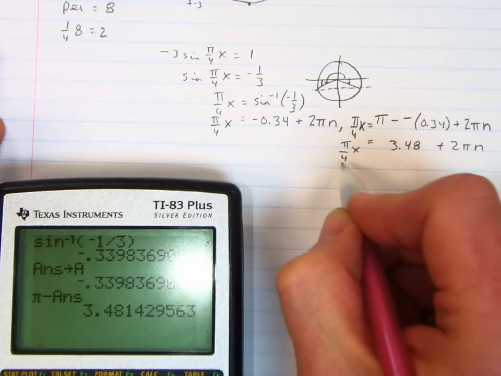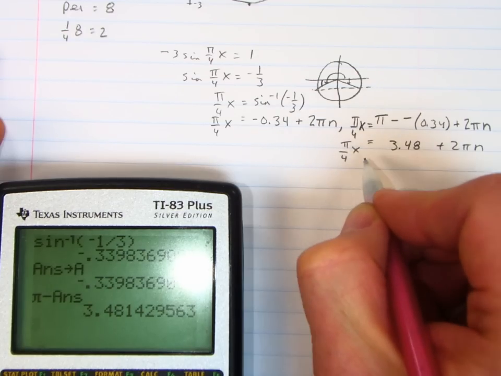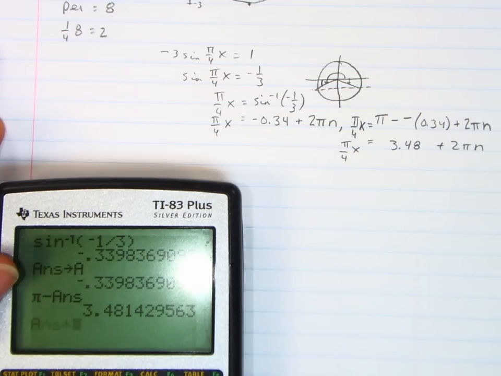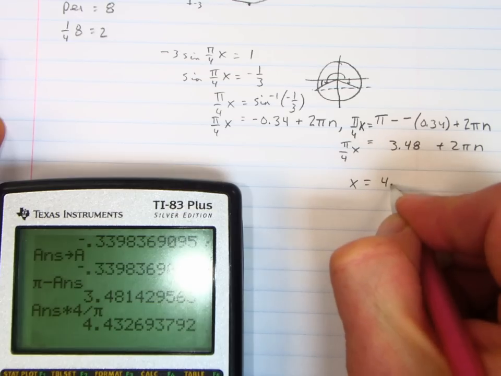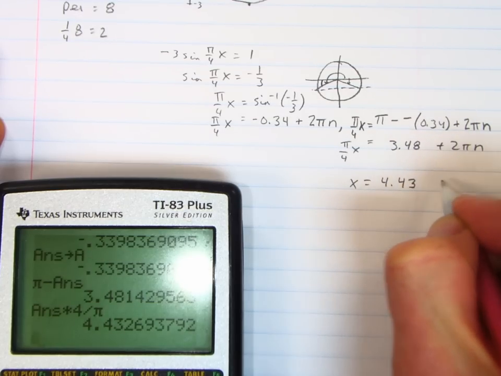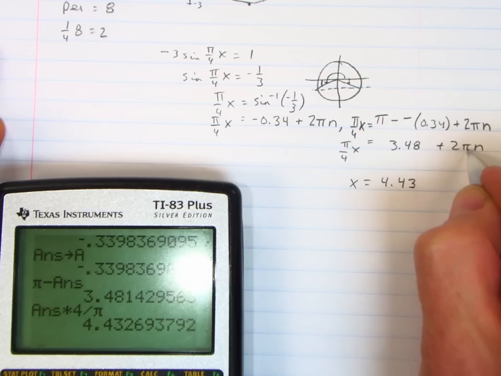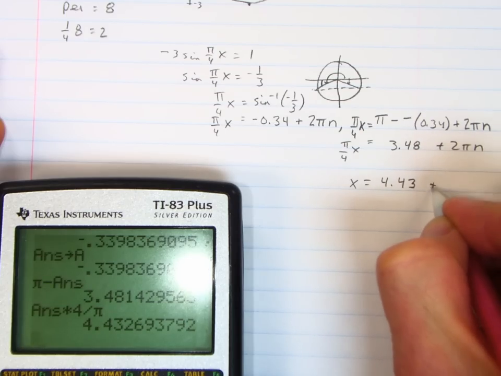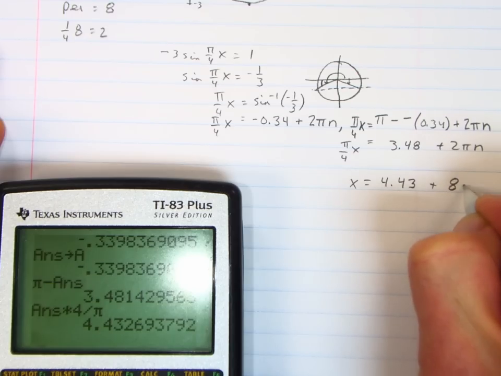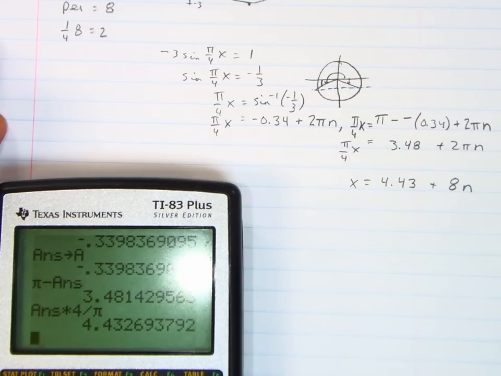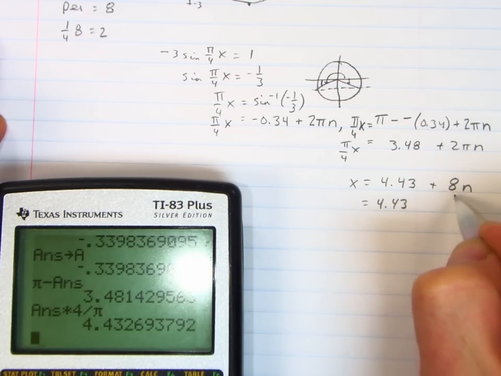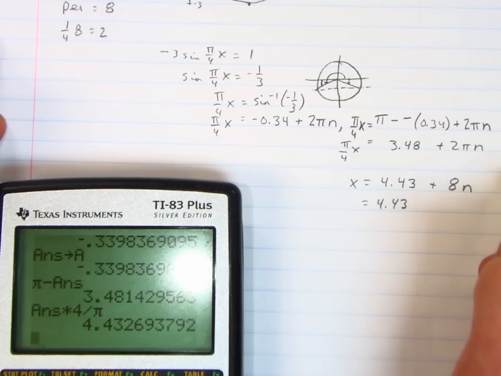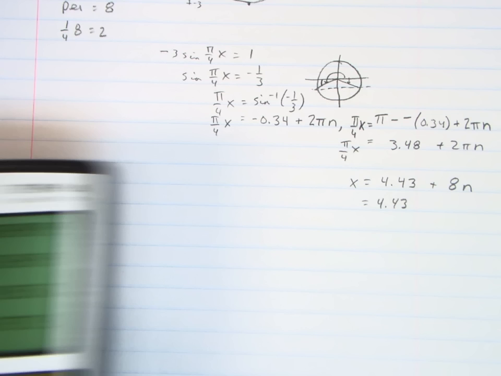What are we going to do with this? We're going to multiply everything by 4 over pi. So on my calculator, I'm going to hit times 4 divided by pi, and I'll hit enter. This is going to give me x equals 4.43. And when I multiply 4 over pi by 2 pi n, I will get 8n. Now here we have one solution, 4.43. What happens when we add 8 to it? We get 12. That's outside of our domain, so that's not going to be a solution.